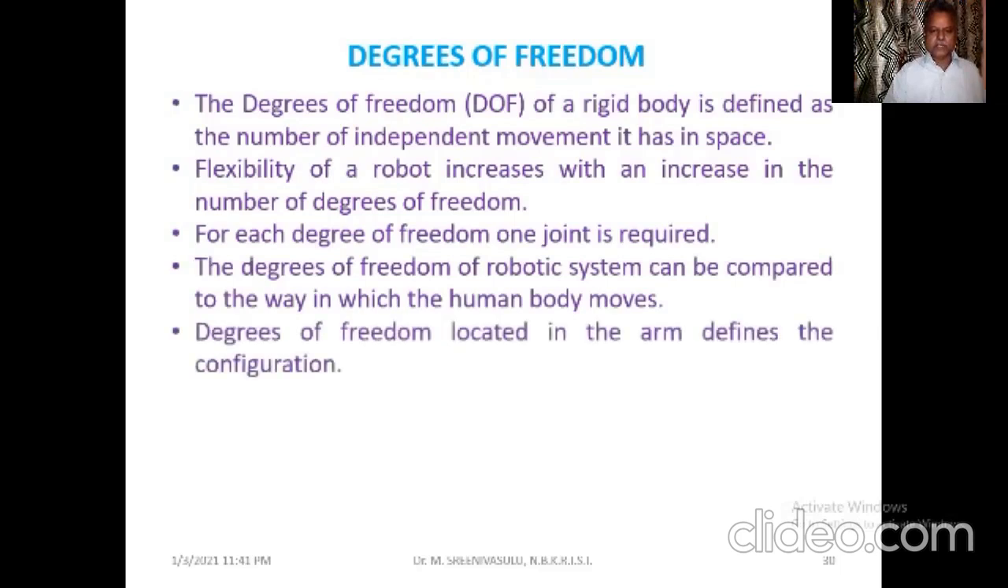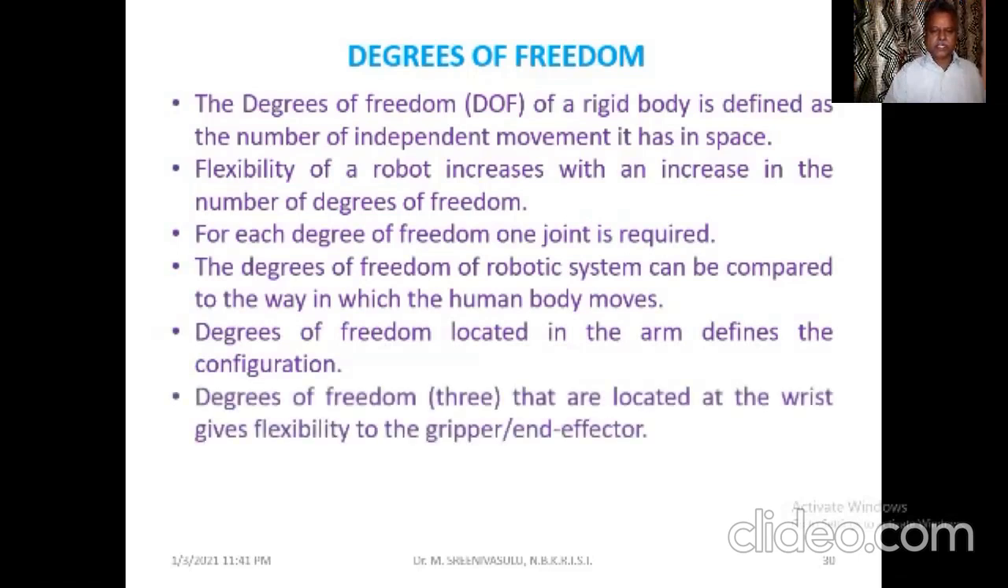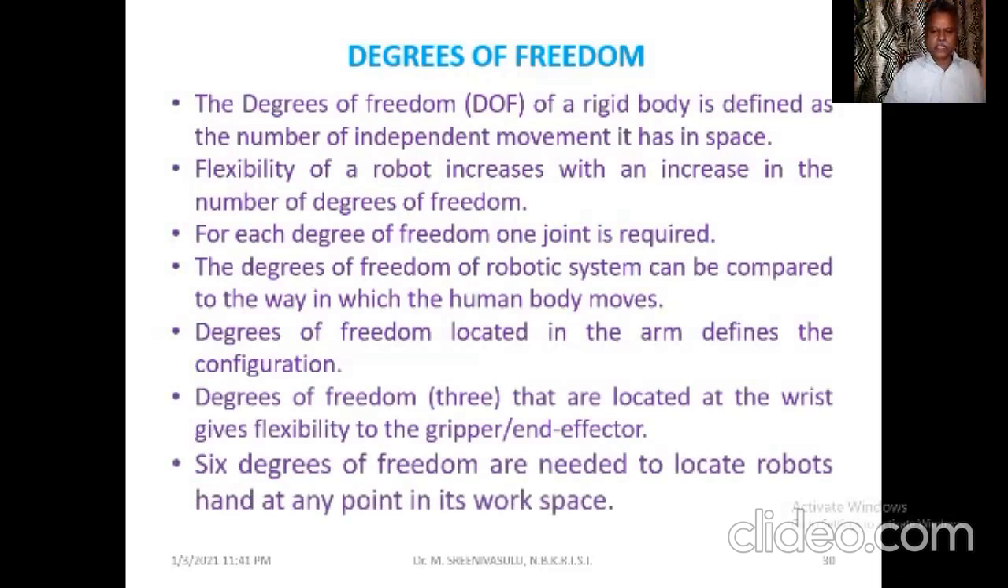Degrees of freedom located in the arm define the configuration. 3 degrees of freedom that are located at the wrist give flexibility to the gripper or end effector. 6 degrees of freedom are required to locate the robot's hand at any point in its workspace.